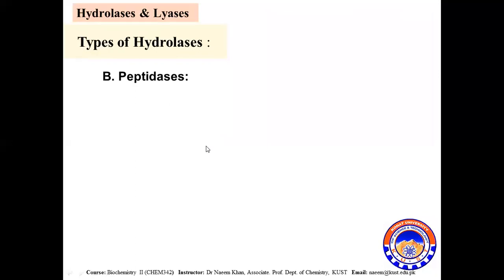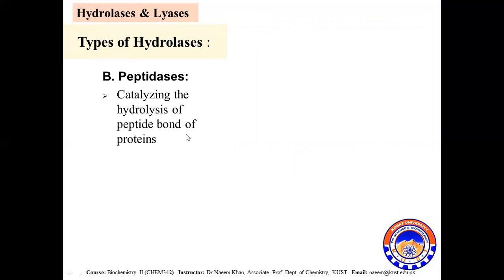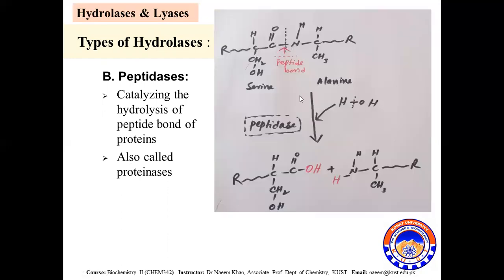Next type of hydrolase is the peptidases. These are the enzymes which catalyze hydrolysis of peptide bond, which is present in proteins. They can also be termed as proteinases. Look at this reaction. Here, a protein structure is designated. This R is representing a chain, and here also a chain. In the middle, there is a bond, and that bond is between the amino group of one amino acid and the carboxyl group of another amino acid. This is called peptide bond.